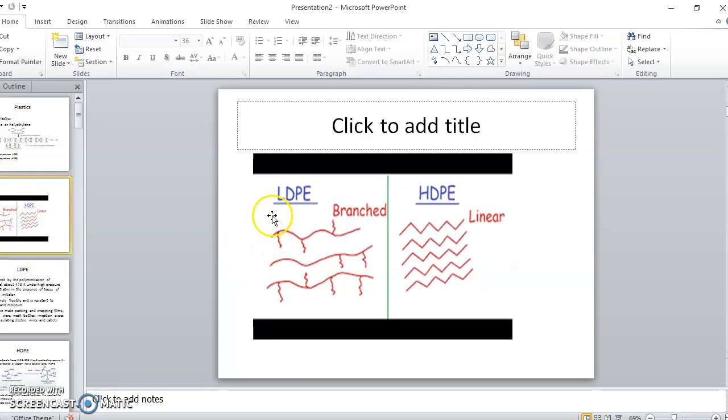See, why is it LDPE, low density, and why is it high density? In LDPE, it is a branched one. This is a polymer chain, polyethylene, and there you can see the branches. So LDPE, low density polyethylene, is a branched polymer, while high density polyethylene is a linear polymer.